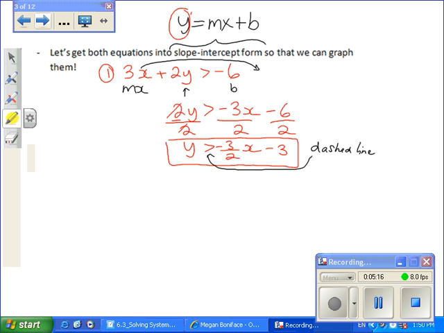Okay, it also tells me to shade. Because it's greater than, I'm going to shade above the boundary line. So I already know how that's going to look before I even graph it.